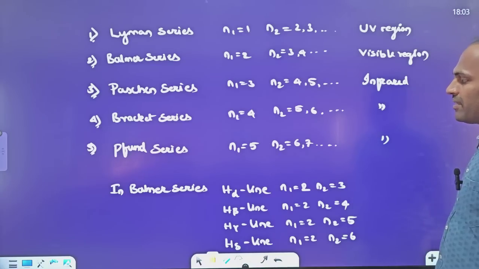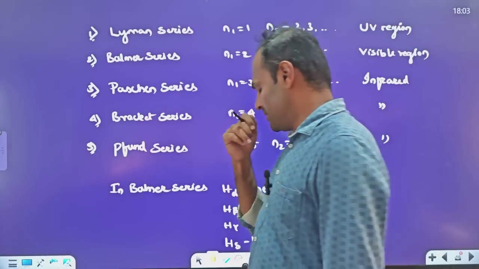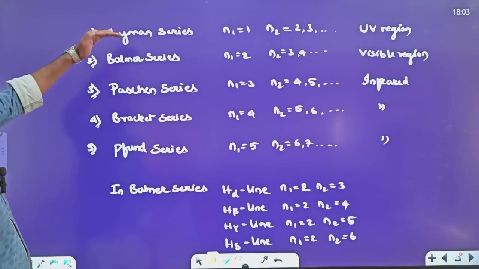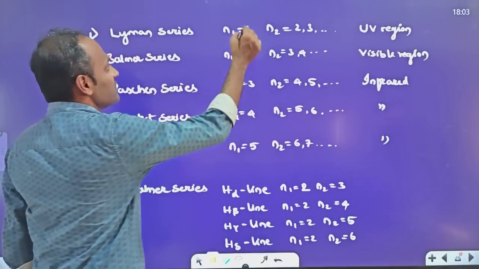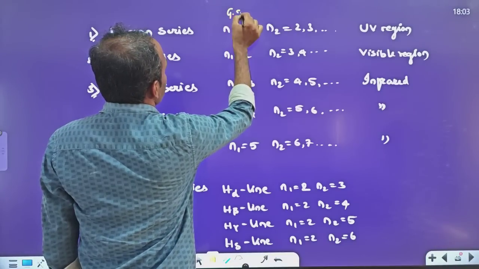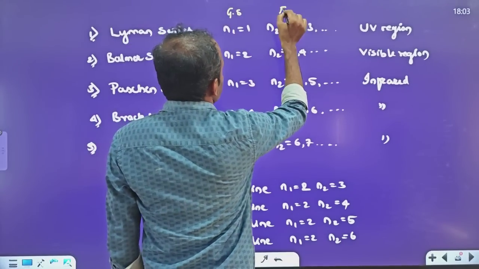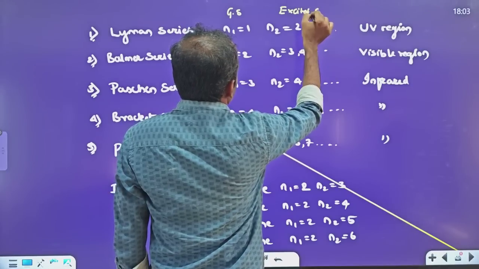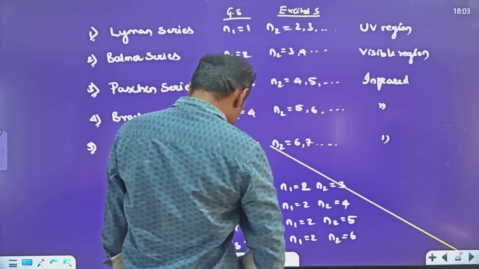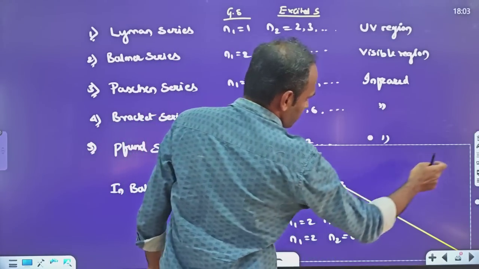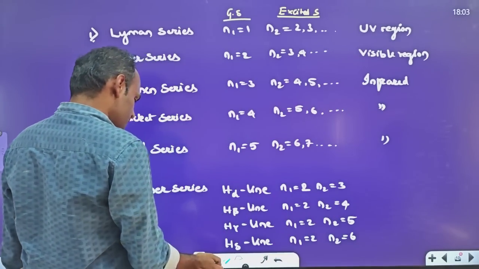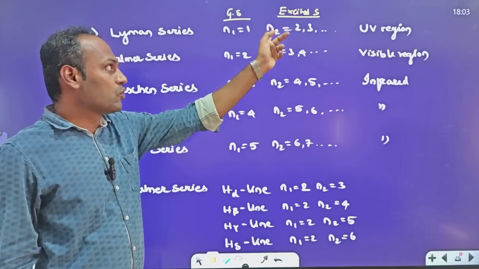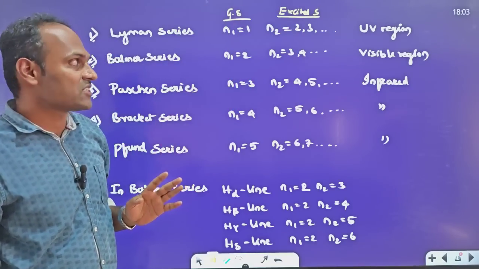Okay, next, see, we know very well the series of lines which we get in the line emission spectrum of the hydrogen atom, right? So in that, the first one is the Lyman series. See, this indicates the ground state, and this indicates the excited state. So ground state and excited state. Okay, so we got to know that for the Lyman series, the ground state is 1, and above 1, all of 2, 3, 4, 5, 6 are excited states, right?